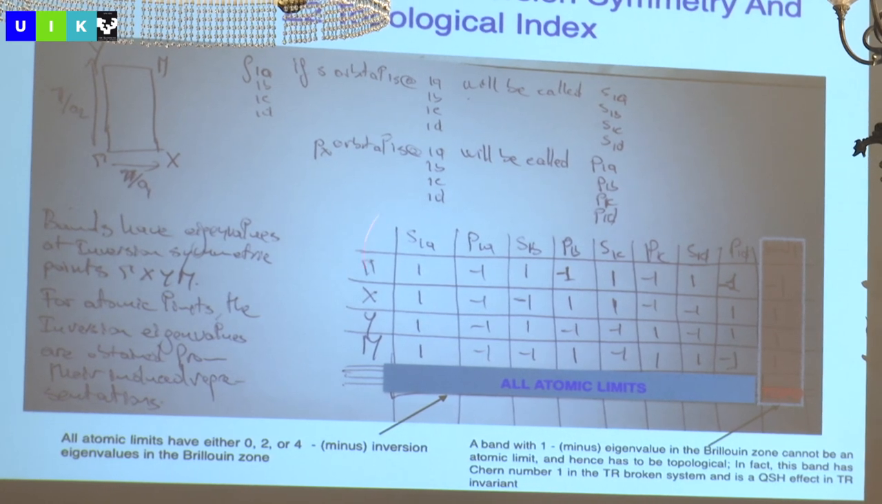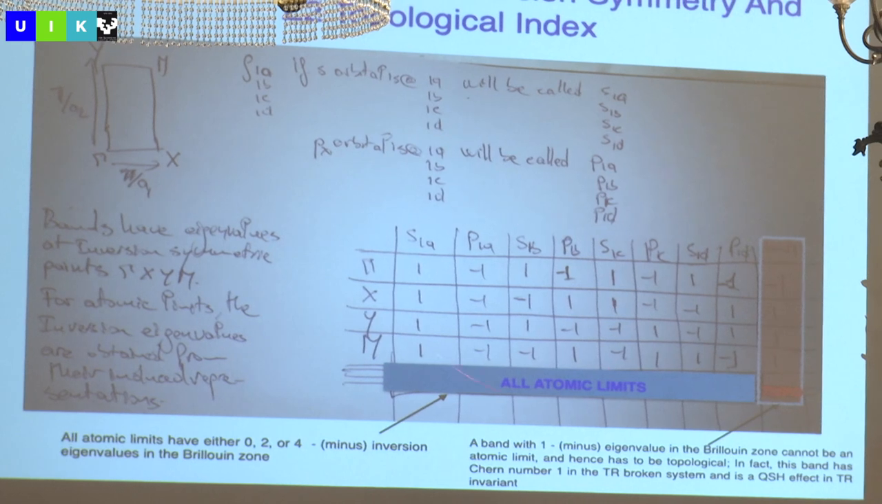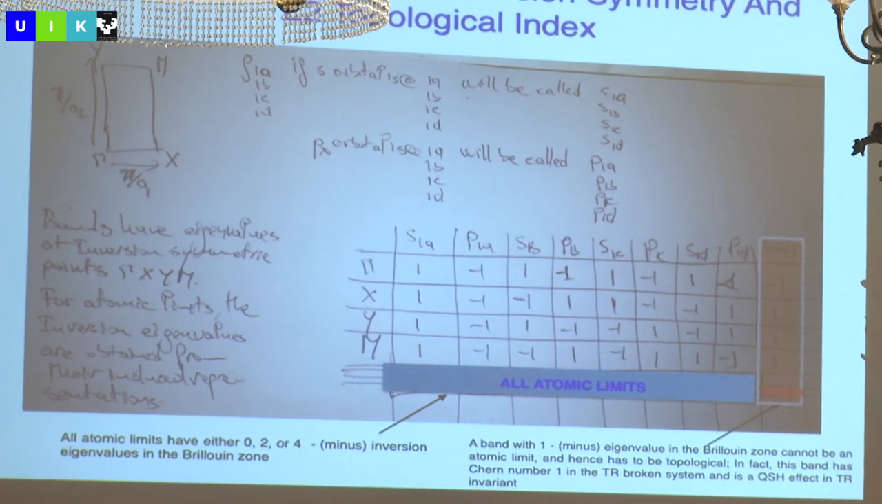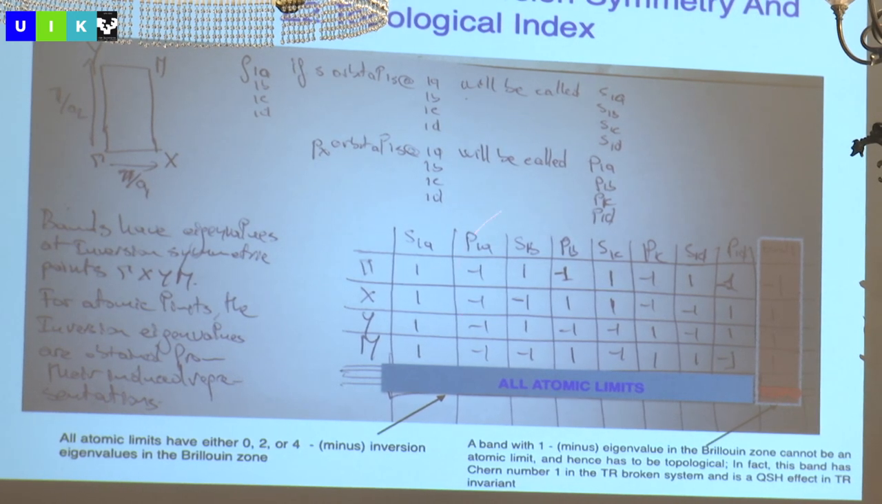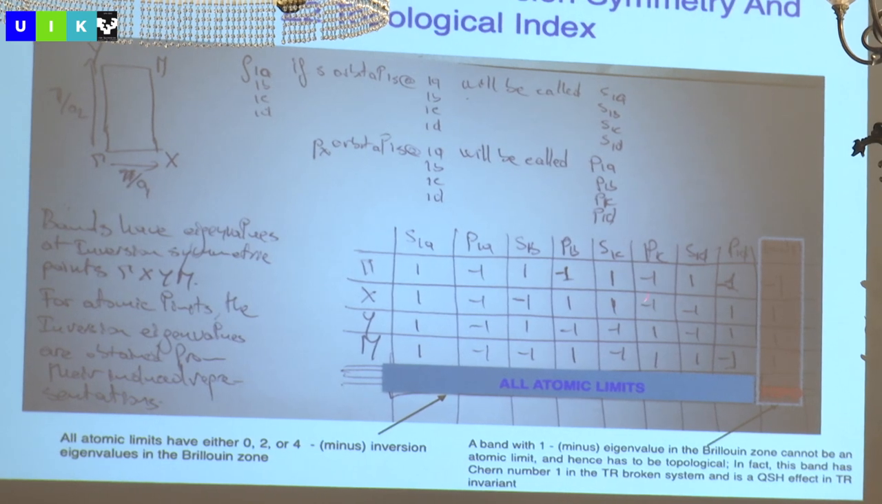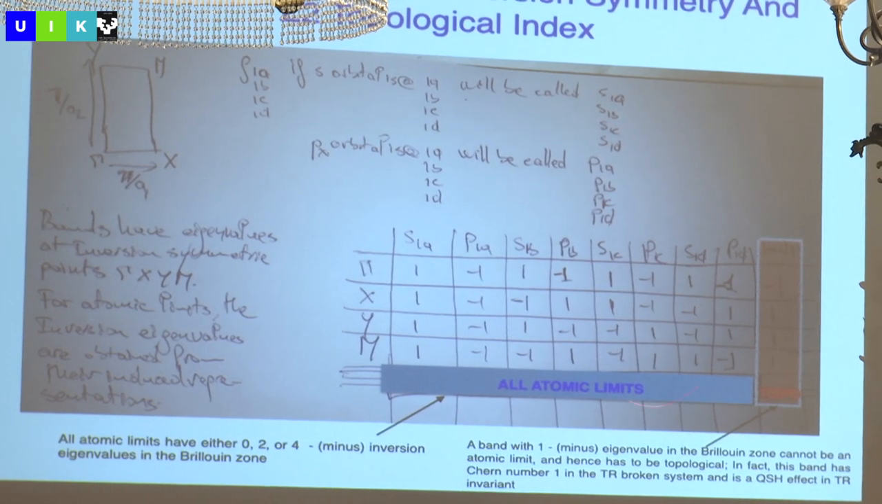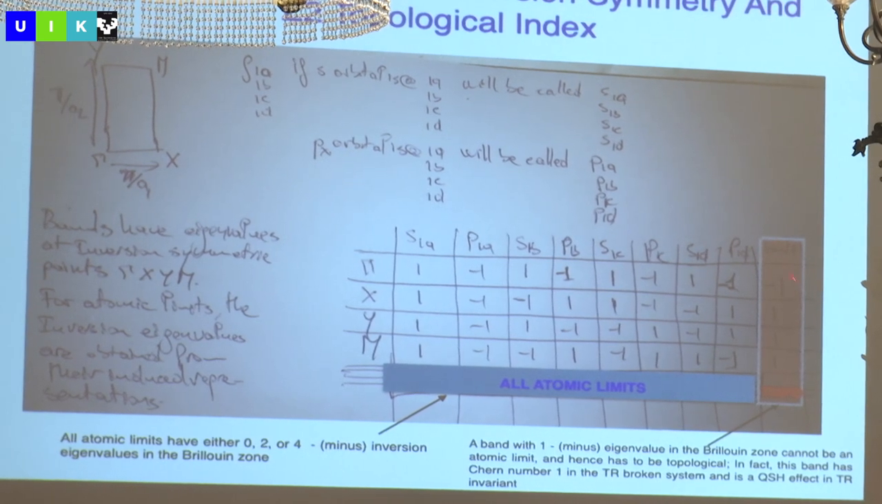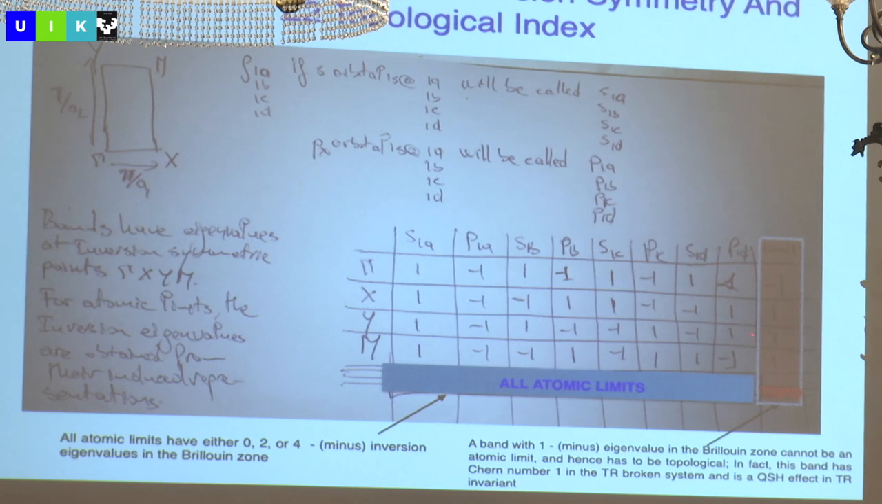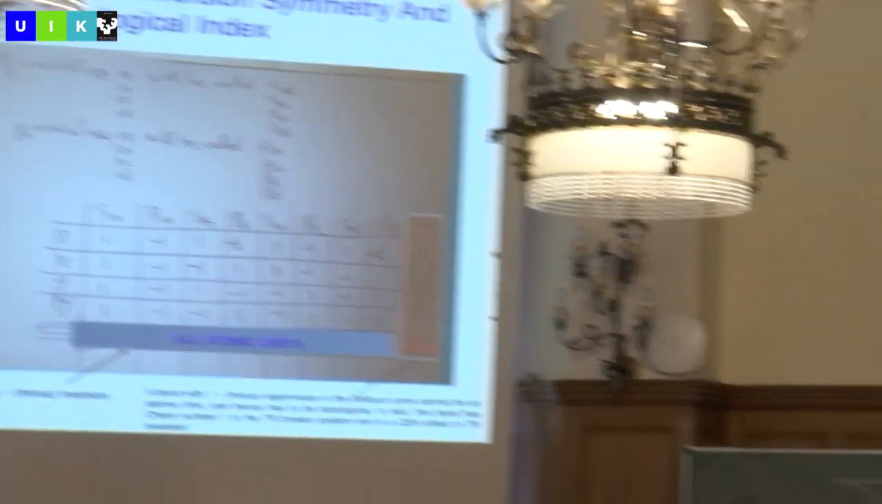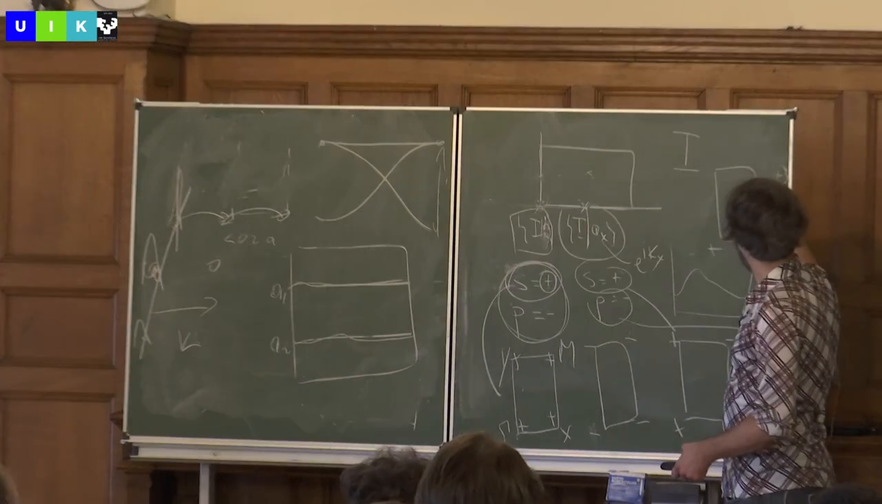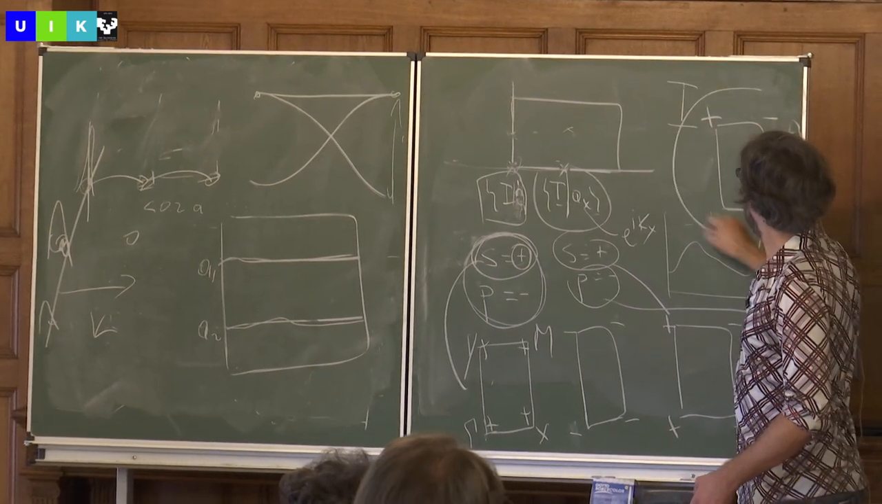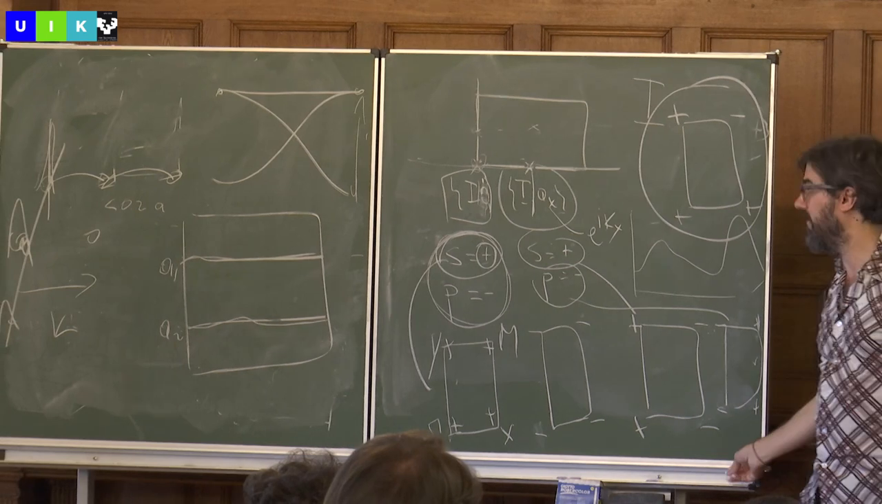We can get all the atomic limits, or all the bases for the bands that can be written down in terms of localized orbitals with inversion symmetry. And these are these bands. These are these limits. Now, what you notice here is that there's always an even number of minus ones or an even number of plus ones. Hence, if I have a band with an odd number of minus ones, then I can never, say I run a DFT calculation, and I have a band whose eigenvalues in the Brillouin zone are these. Now, this has a single minus eigenvalue.